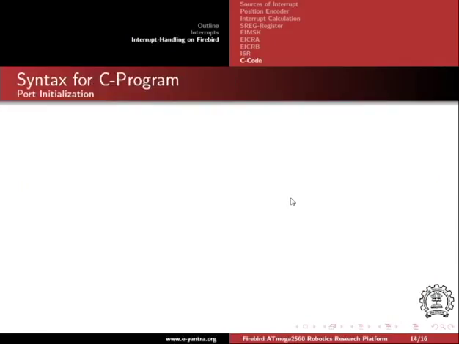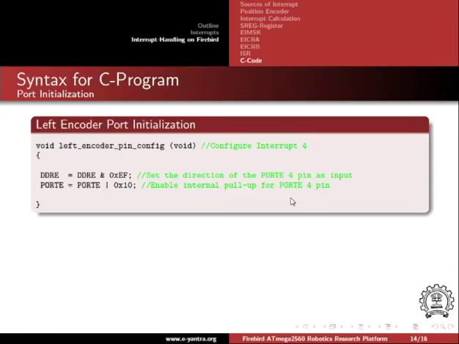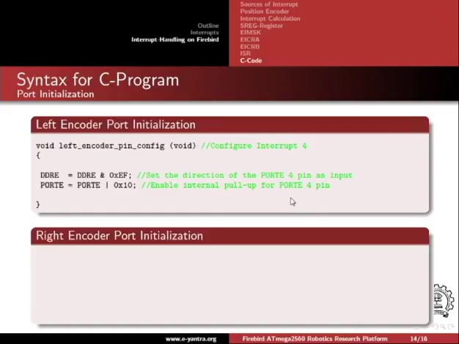Now let us look at the syntax for writing the C program. First we need to initialize the port to which the encoders are connected. To initialize the left encoder we use the function left_encoder_pin_config. The left encoder is connected to pin 4 of port E. We have defined that pin as input by writing that particular pin as 0, and in the port E register we have given a value of 0x10, to enable the pull-up resistor for port E pin number 4.